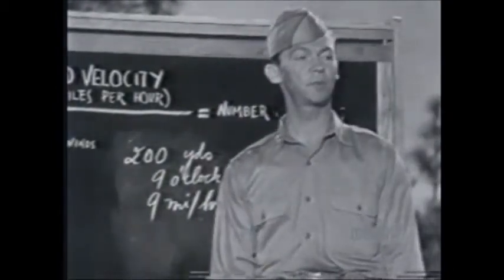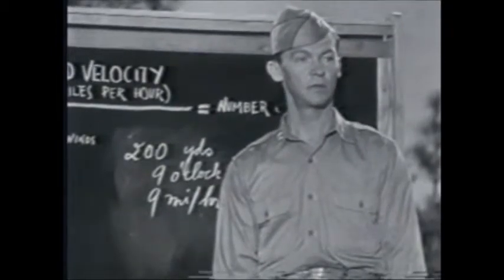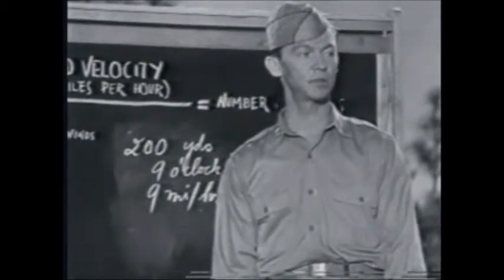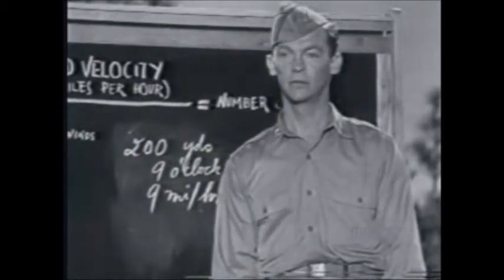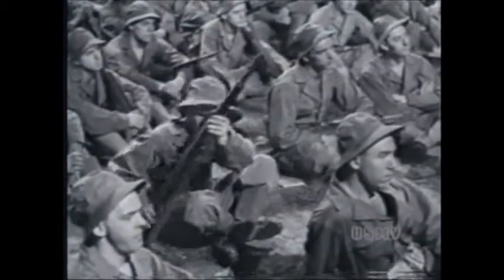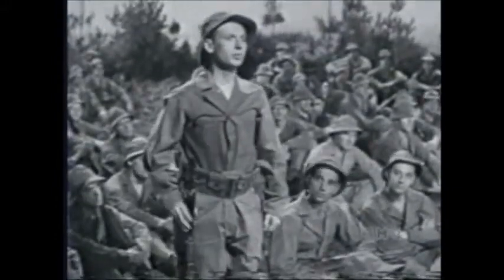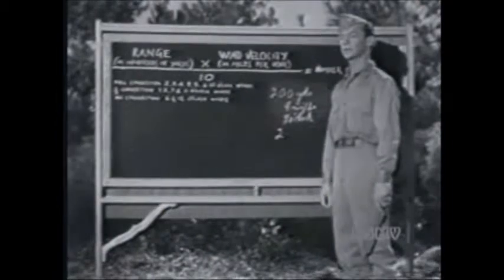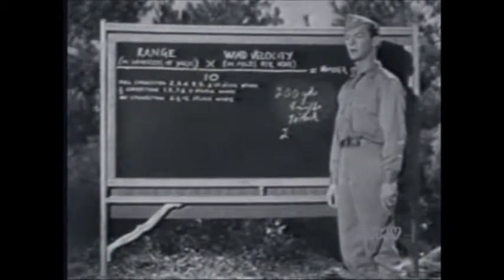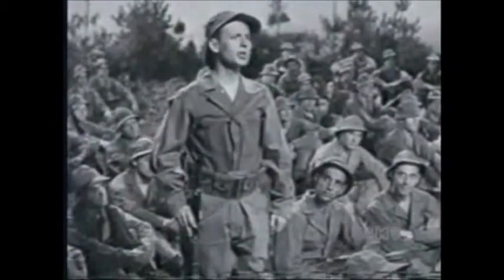Now, how are you going to work out the number of clicks of windage? I'll write it down. You tell me what to do. Range 200. What shall I put down? Tobin? 2, sir. Right. Your wind's from 9 o'clock. You estimated speed at 9 miles per hour. What do I put down? 2 times 9, sir. That's 18. Right.